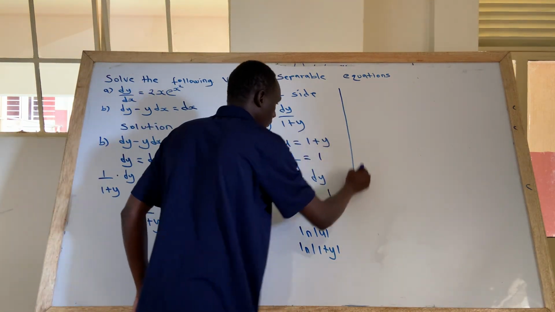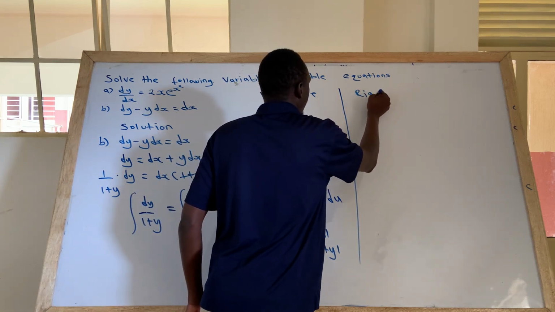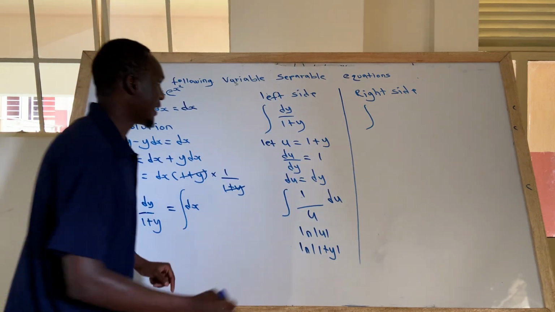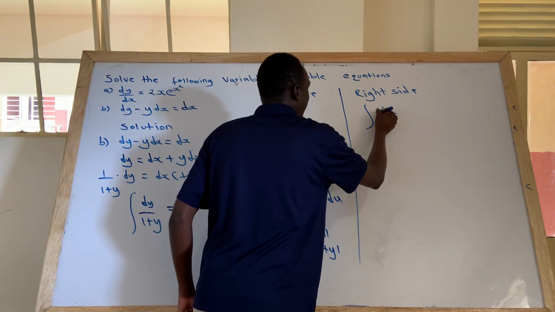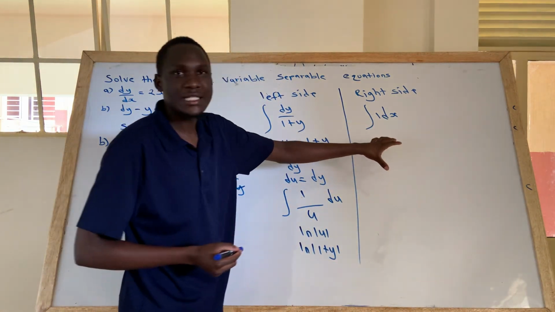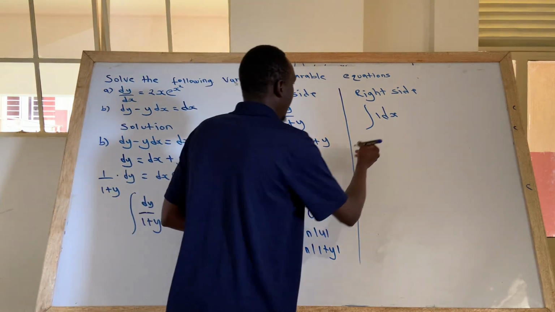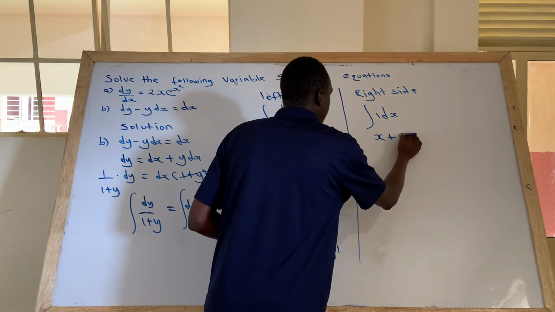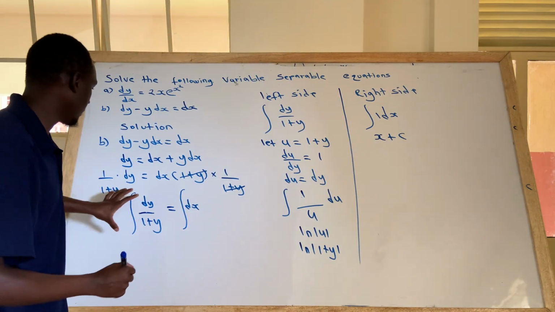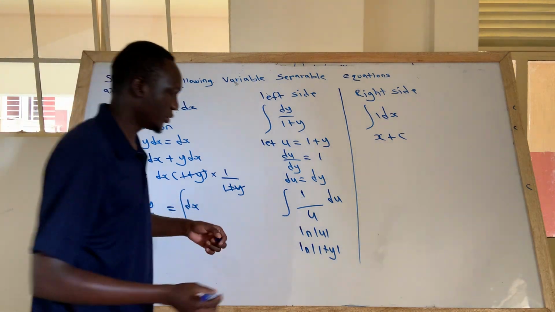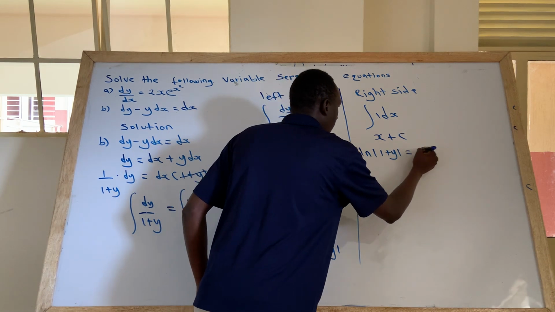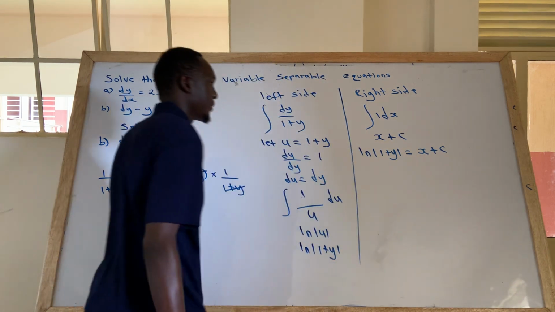Right side, we have the integral of dx. The coefficient is 1. Now the integral of 1 with respect to x is simply x plus c. We add c on the right integral, but not the left. Now let's join our equation together. We have ln absolute 1 plus y is equal to x plus c.